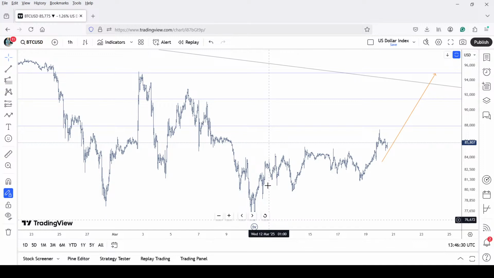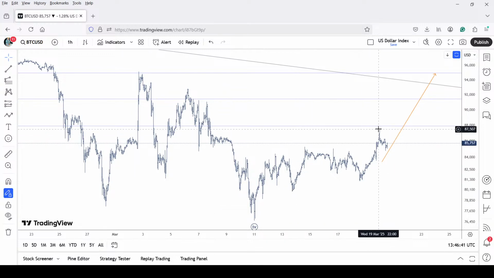Maybe a 535, a WXY in the making. That looks like a 535 as well. So a W, an X, and a Y. WXY could be the case where we have wave A complete now.